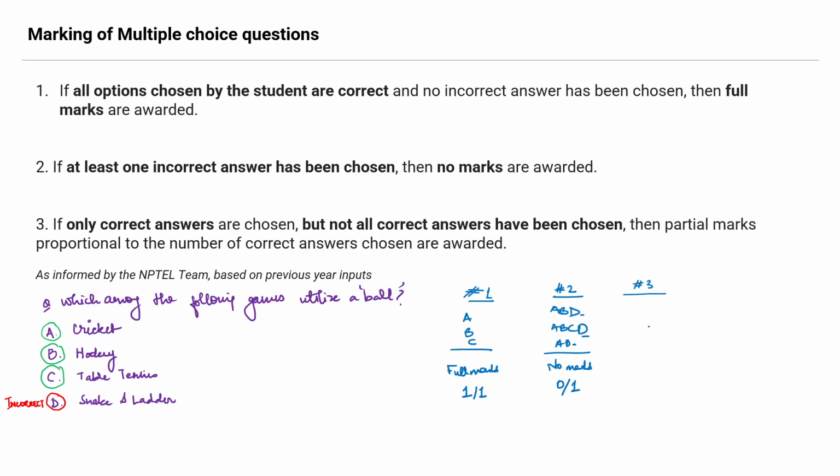If only correct answers are chosen, but not all correct answers are chosen, then partial marks proportional to the number of correct answers need to be awarded. Which basically means that if I had selected A, B, or A, C, or B, C, or individually A, B, or C, in all these situations I'll be getting some kind of partial marking. Since two correct options, 0.66 out of 1, and a single correct option, 0.33 out of 1.